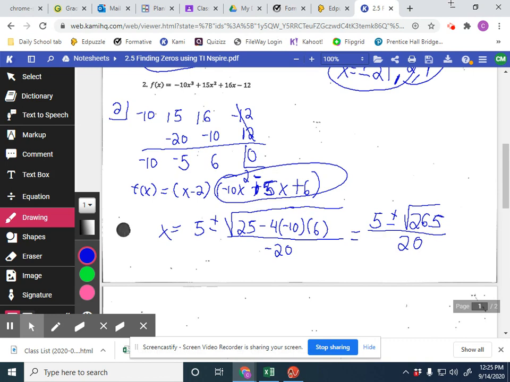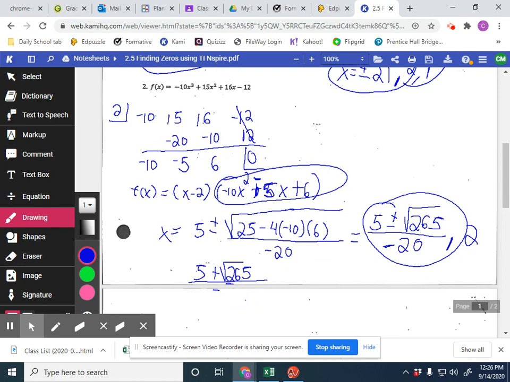All right. Then at this point, you would try to simplify this. Look for a perfect square that goes into 265, and there is no perfect square that goes into it. So you could just leave the other two zeros as this. So these are 2 zeros, and then the other 0 is 2. So these are all 3 zeros. Now, if you kind of wanted to check, if you put this on your TI-Nspire, 5 plus the square root of 265, and divide it, oops, I forgot this, negative 20, and divide it by negative 20.